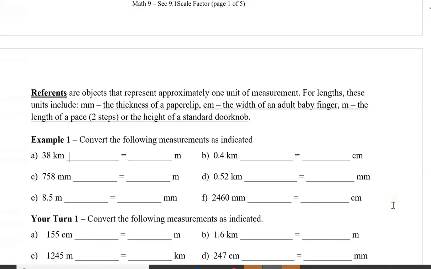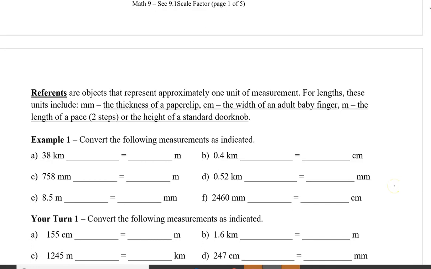Before we do some examples, I've written a definition here called referent. A referent is an object that helps us approximate one unit of measurement. It's helpful for visualizing what a millimeter, a centimeter, or a meter is. For a millimeter, you can think of the thickness of a paperclip. For a centimeter, the width of an adult's baby finger. And for meters, it is the length of a pace, which is 2 steps, or the height of a standard doorknob from the floor. Those are called referents, when you can think of an object to help you remember the length.